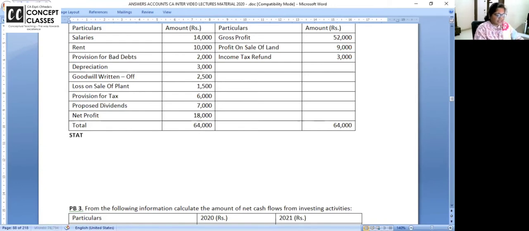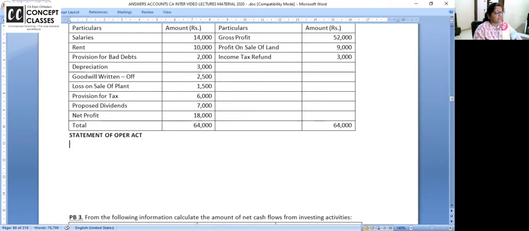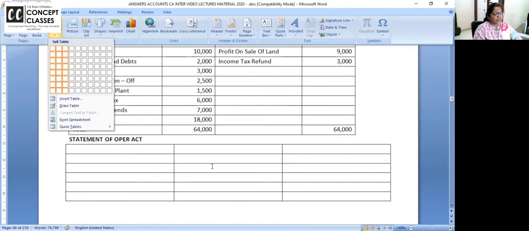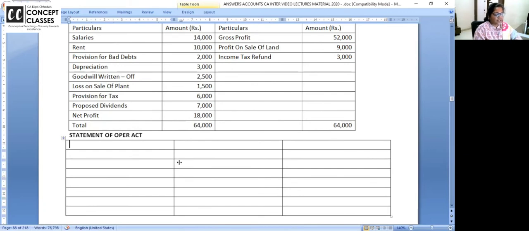Yes. Statement of operating activities. Statement of operating activities. Particulars, amount. चलो बनाते हैं. Particulars, amount. Where do I start always? Indirect method. I'm really sorry, where you started the chapter, please write the heading. Cash flow statement, indirect method, AS3. Direct method हम last में करेंगे.